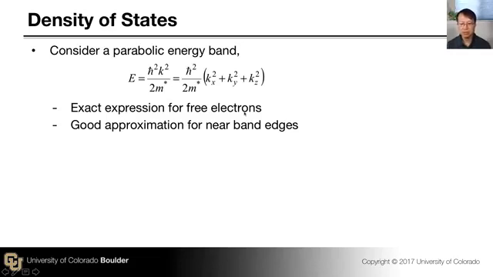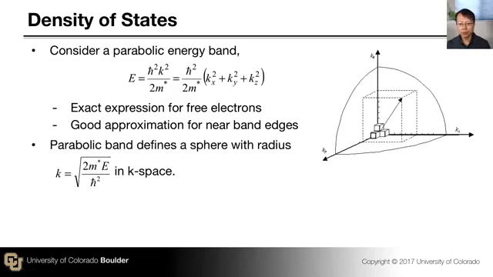Now, this is an exact expression for a free space electron, and it is also a good approximation in semiconductors near the band edge. That is, at the bottom of the conduction band and at the top of the valence band, the energy band very much looks like a parabola. And we can use this approximation by appropriately choosing the value of effective mass for each band.